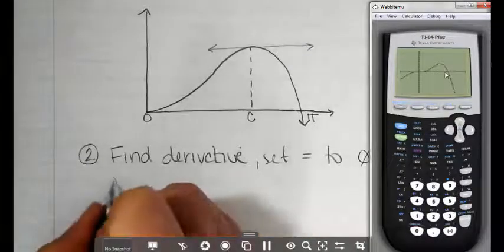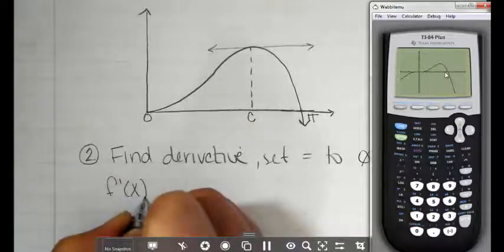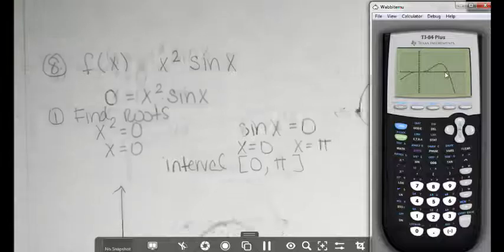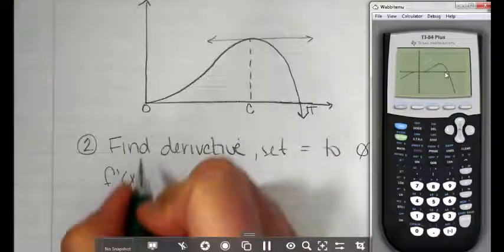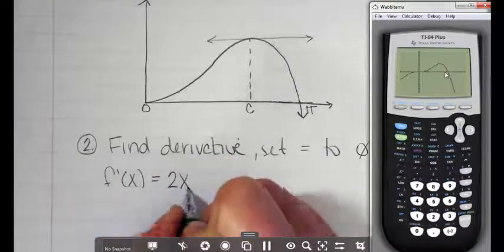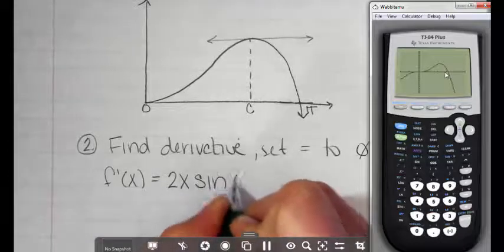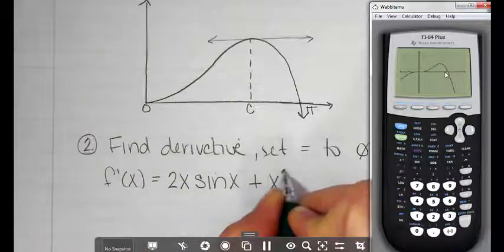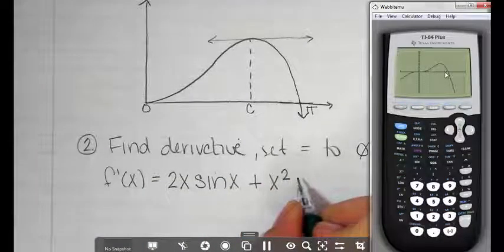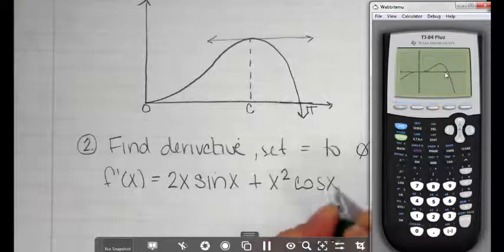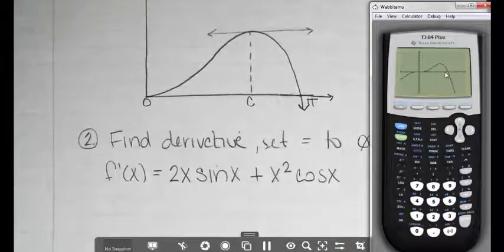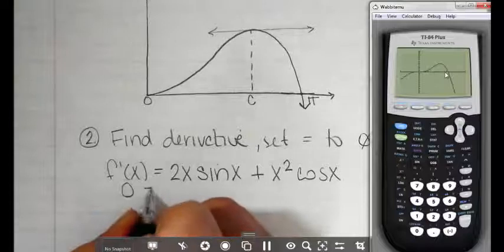All right, so f prime of x. Well, looks like I've got a product here. So the derivative of the first will be 2x times the second, which is sine x, plus the first, which is x squared, times the derivative of the second, which is cosine x. I'm going to set that equal to 0.